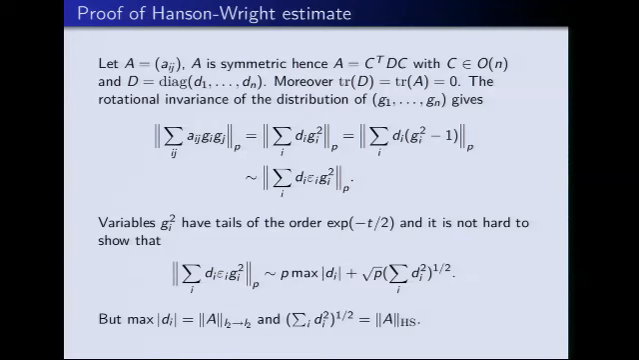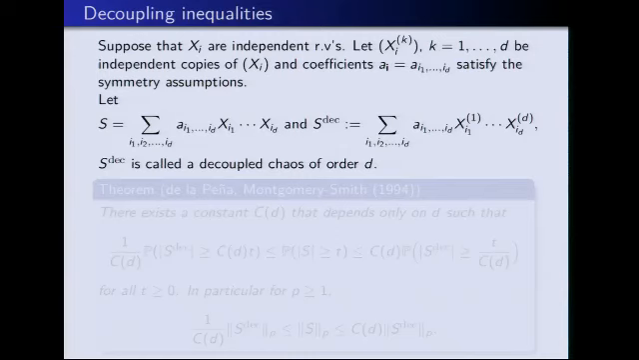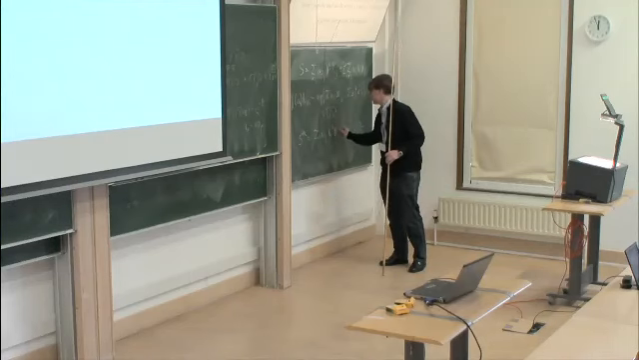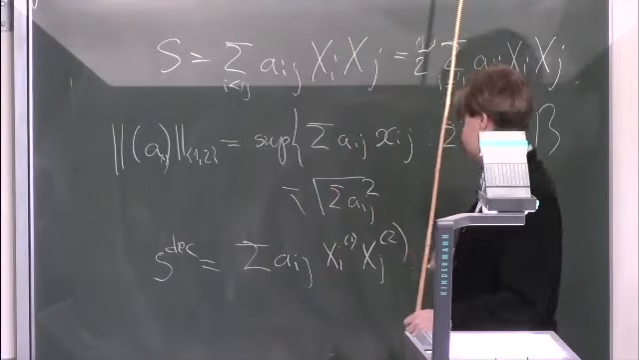Okay, and another approach is based on so-called decoupling. So now I will answer your question: what is decoupled and undecoupled? What does it mean? At the beginning we assume that the x_i are independent. Now take an independent copy of the sequence and transform this chaos of order d into a chaos where in each place you put a random variable from an independent sequence. So instead of looking at this, you look at the decoupled chaos. For order 2 it's the sum of a_ij x_i^1 x_j^2, and for higher order there will be more terms.